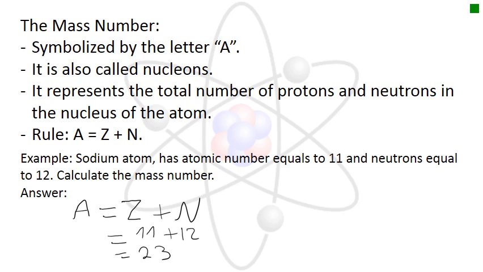For example, this question is for you. Sodium atom has atomic number equal to 11 and neutrons equal to 12. Calculate the mass number A. So how can we find the mass number A? Can you say the rule first? A equals Z plus N, equals 11 plus 12, equals 23. Very good.